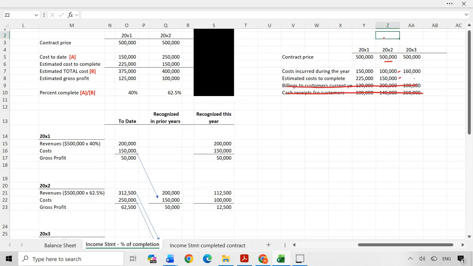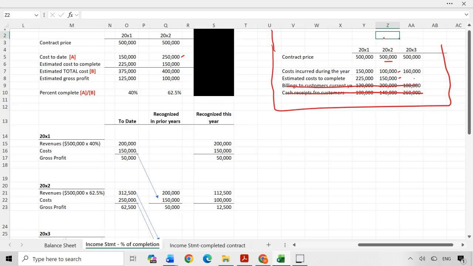So let's figure out our percent of completion to recognize during the year. What percent of revenue can we recognize from the $500,000? The way we calculate our percent is we're going to take our cost to date. Now notice, this is the information that we were provided with in the problem. It says costs incurred during the year. So in year one, we incurred $150,000. Year two, we incurred $100,000.